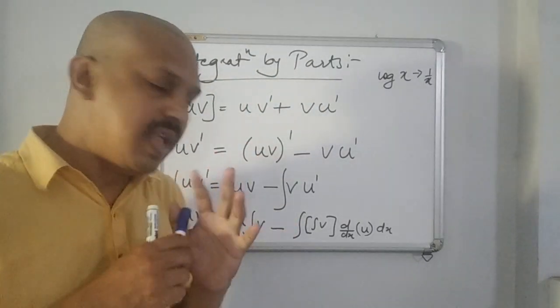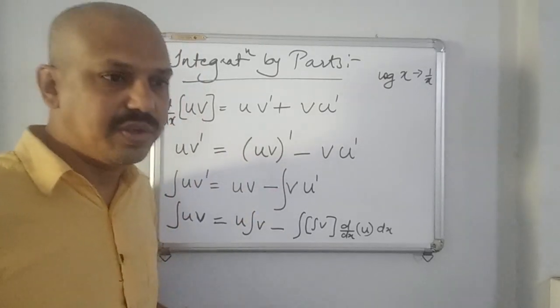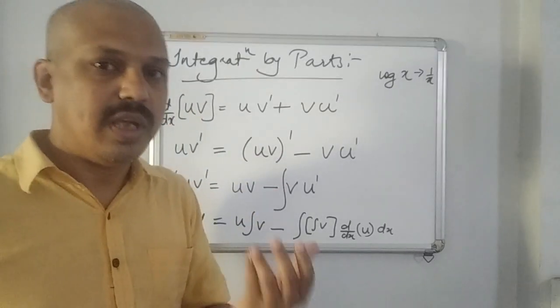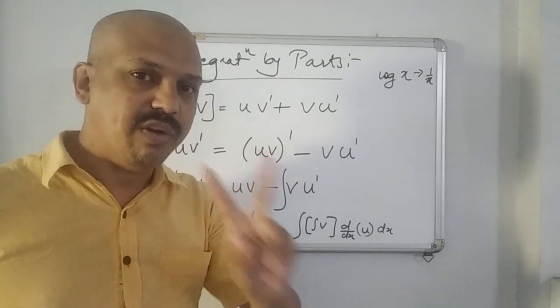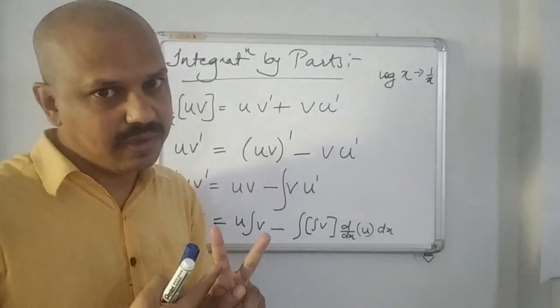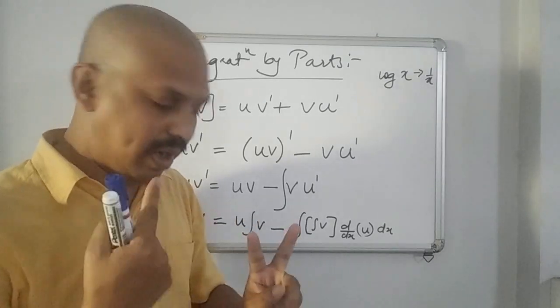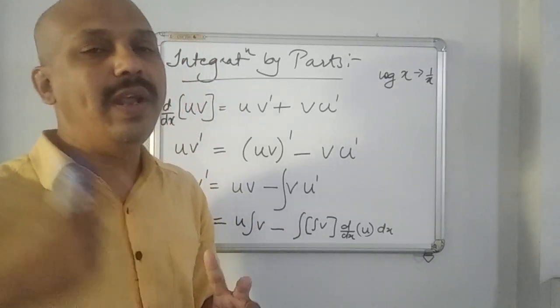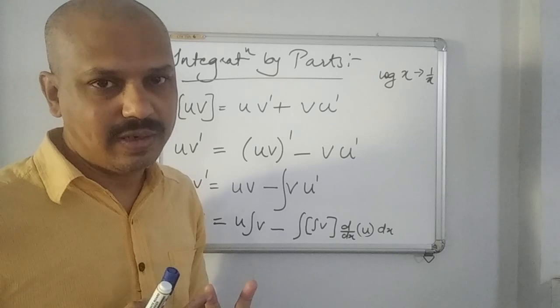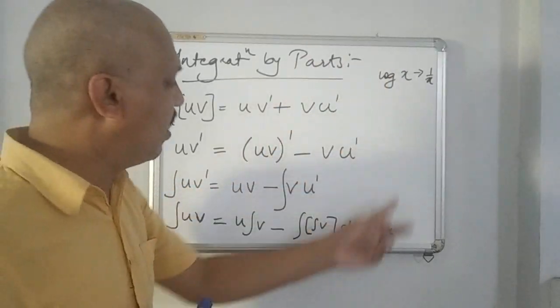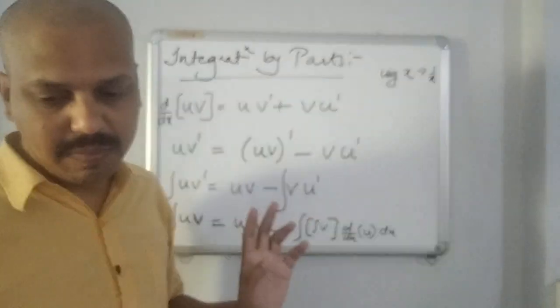By parts is that formula in integration with which we can find out the integration when two different functions are multiplied with each other. Just like x into sin x or x into cos x or x into e raised to x or x square into log x or anything like that. So this is how we can find out the integration by parts.